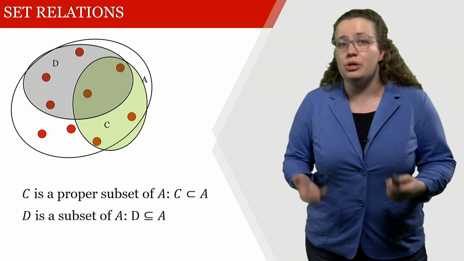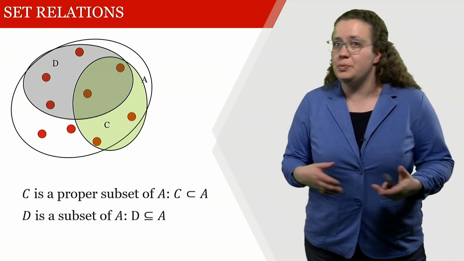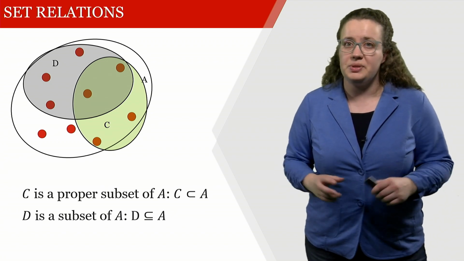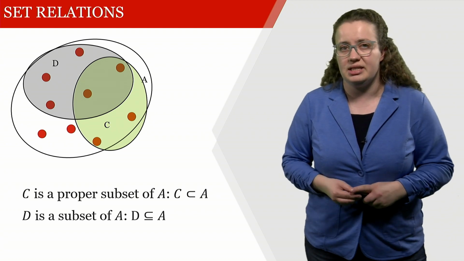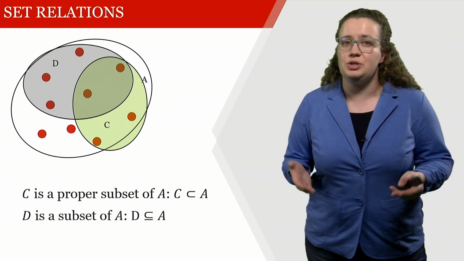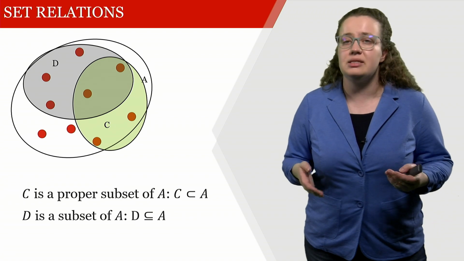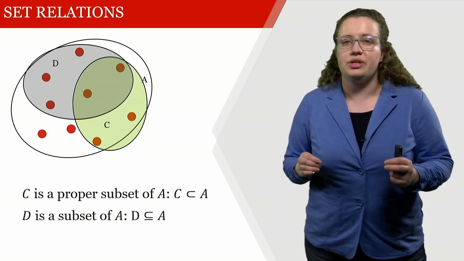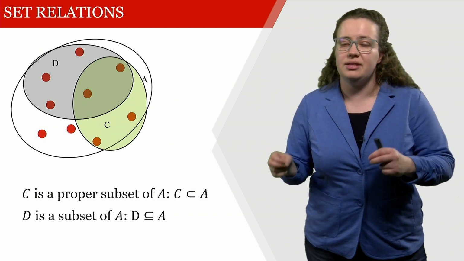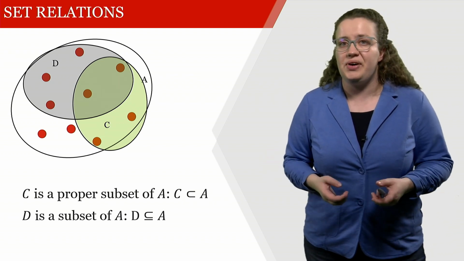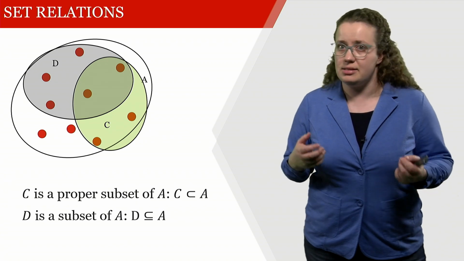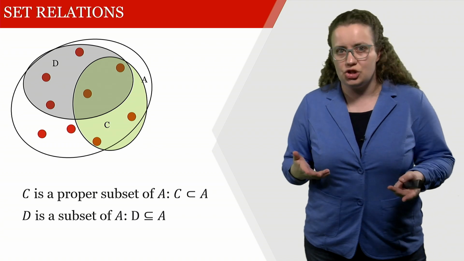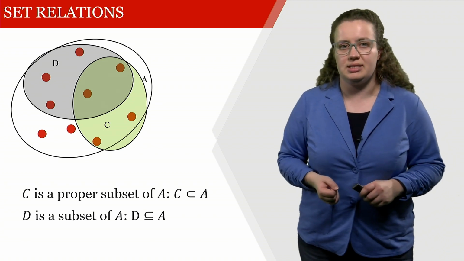D is also a subset of A. In this case, we don't specifically specify that it's a proper subset. It is a proper subset, but we're not specifying it as such. So the difference between a proper subset and a subset is that a proper subset is not the same. So there's at least one node in A that is not in C. We're not specifying that there's at least one node that is in A but not in D. It is true in this case, but we don't specify it as such.